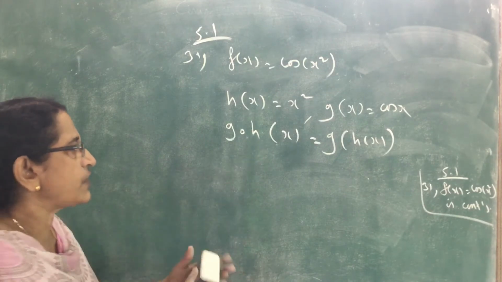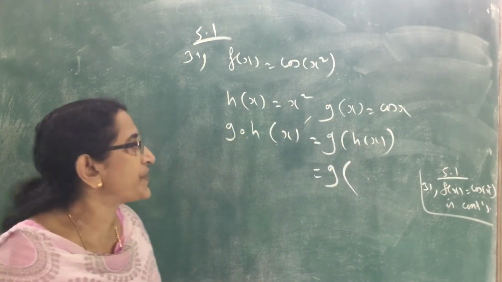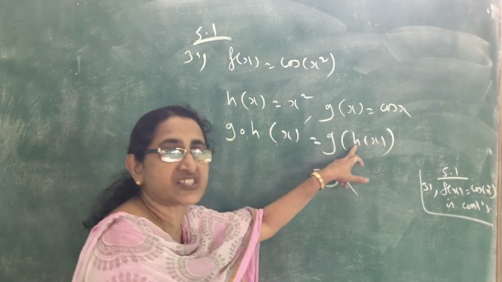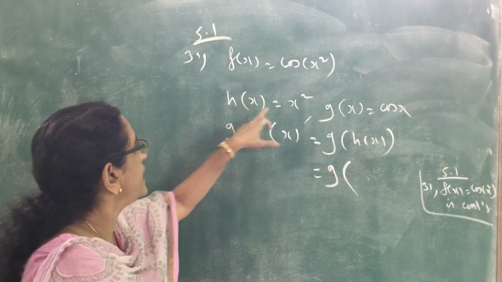Now we'll see what is g of h of x. First we find out h of x. What is h of x? Image of x under h or by h. See, h of x equal to the image of x by h is x square.